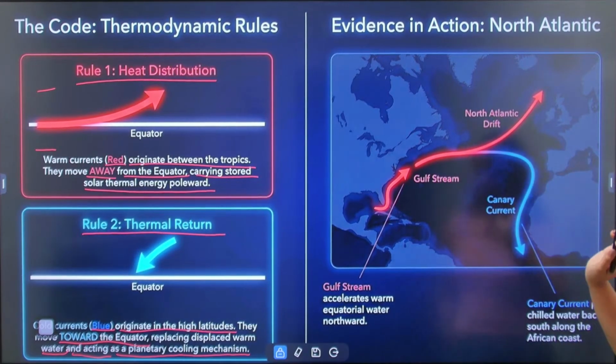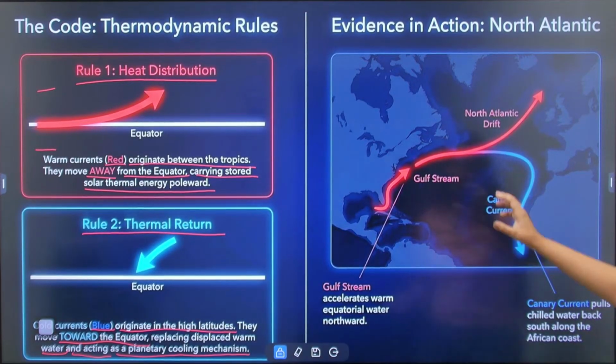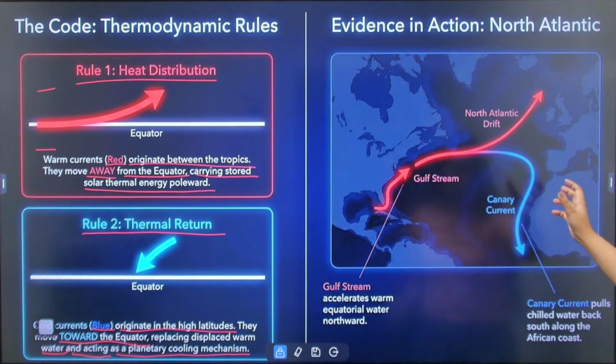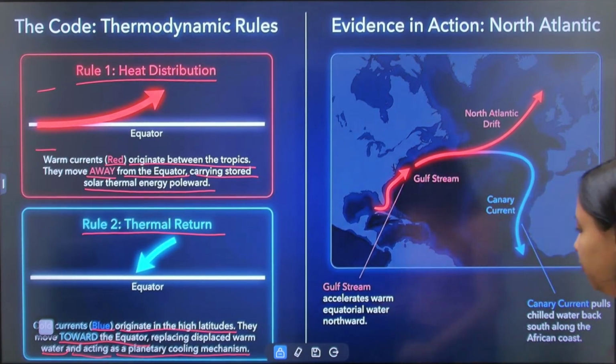The Canary current, look at this. The Canary current does what? It pulls the chilled water back. Whatever chilled water is there, it will pull it back along the south. It will move southwards along the African coast. This is Africa. It will move it along the African coast.